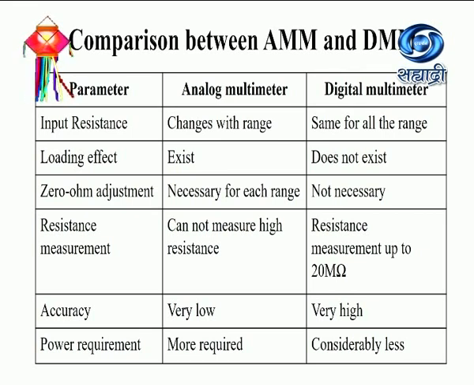Third parameter, 0 ohm adjustment. This is necessary for each range. If you select analog multimeter, then you have to do the 0 ohm adjustment for each range, and it is not necessary in digital multimeter. Resistance measurement. You cannot measure high resistance in analog multimeter, but in digital multimeter we can measure up to 20 mega ohm resistance. Accuracy. It is very low in analog multimeter, but it is very high in digital multimeter. Power requirement. Power requirement is more in analog multimeter, but it is considerably less in digital multimeter.